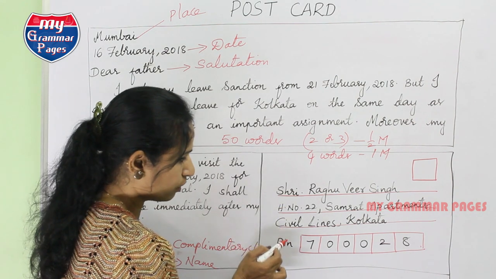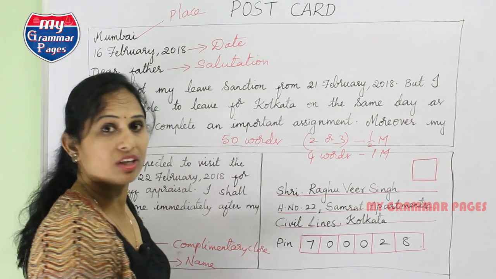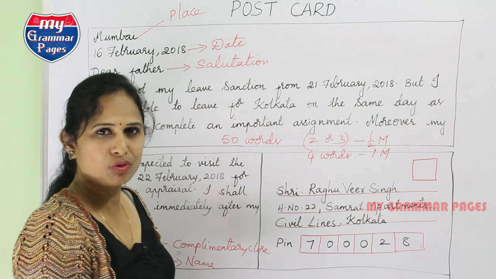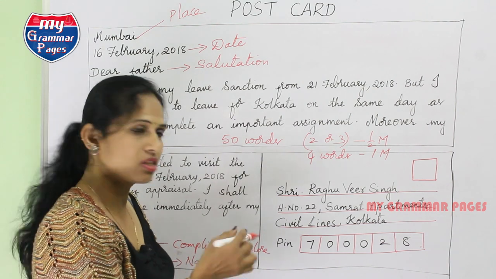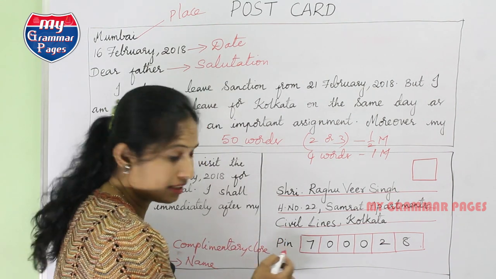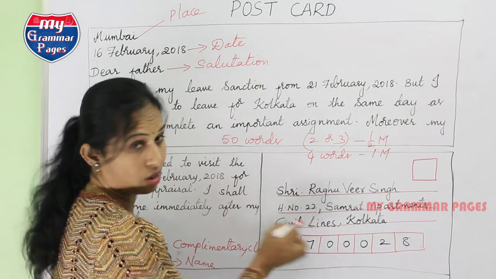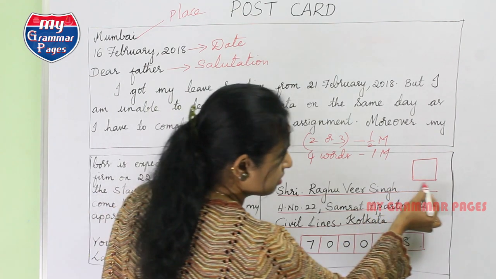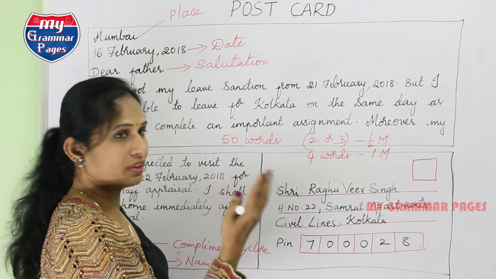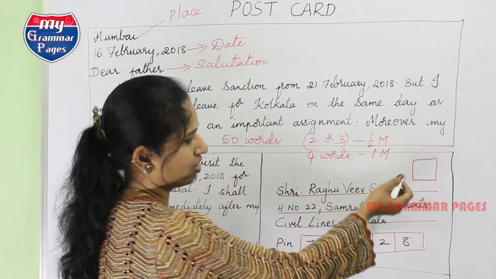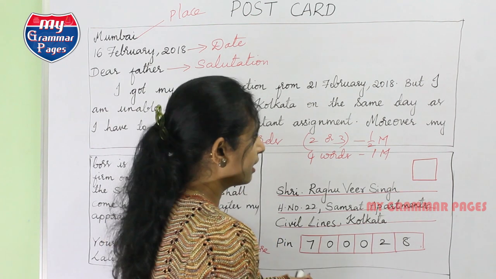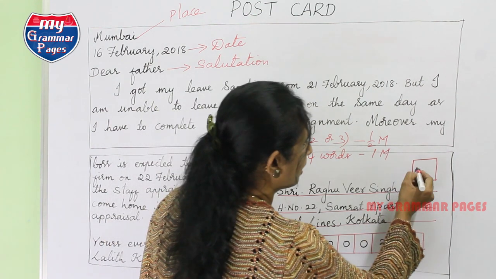Then comes the address of the person. At last, pin code is mandatory. If you do not know the pin code of a particular place, you just write pin and give the empty boxes, and this particular column is mandatory. And here comes the small square box towards your right hand top corner. So I told you earlier, this space is meant for the stamp.